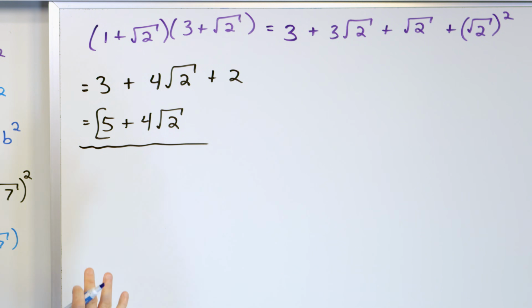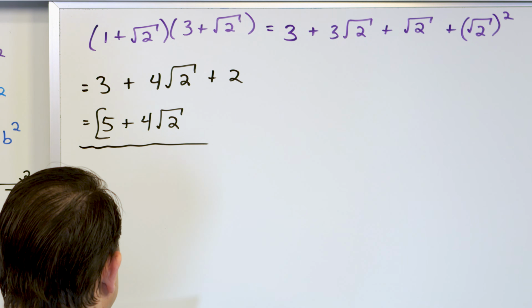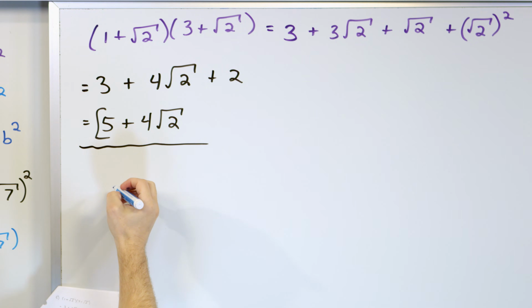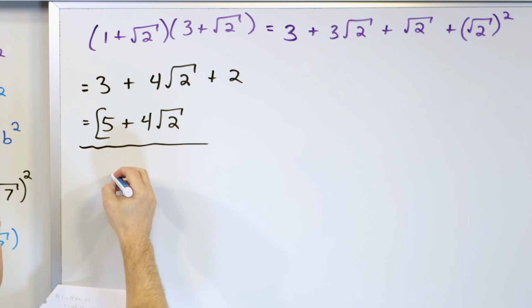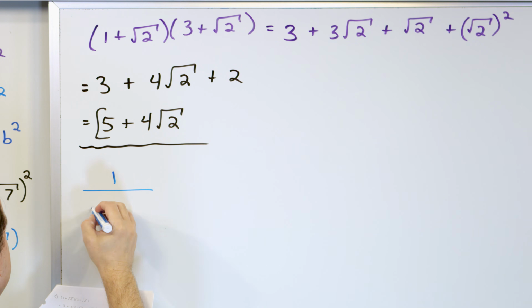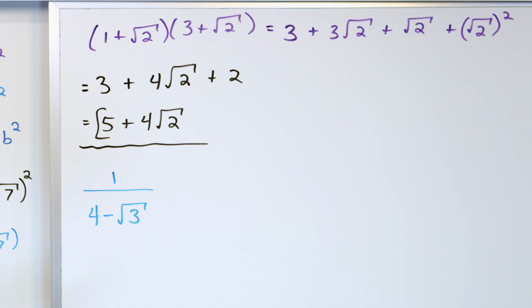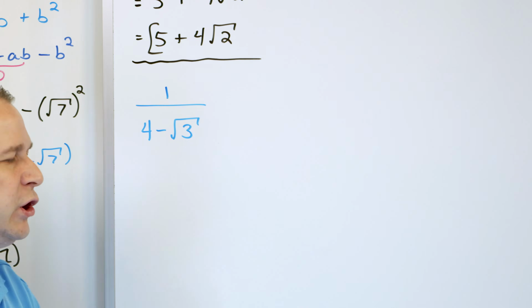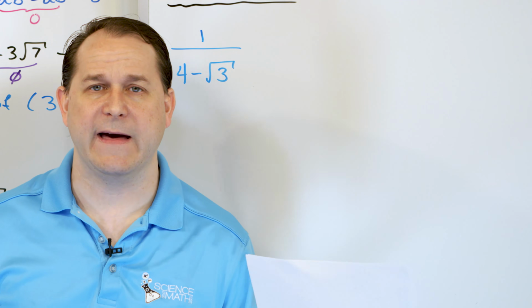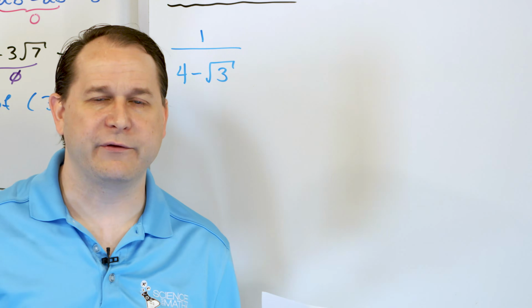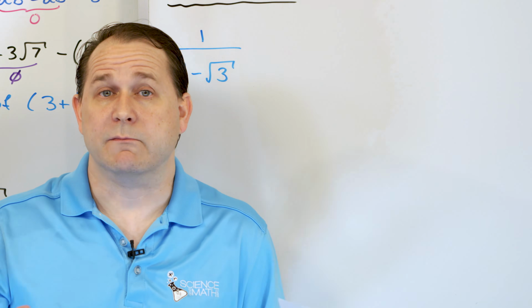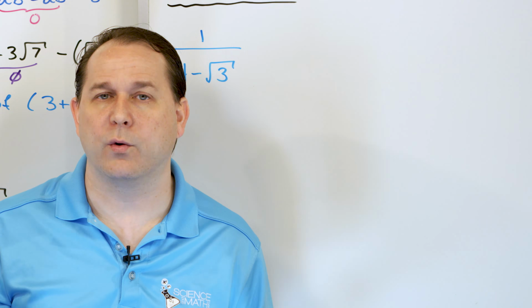All right, so here's our first problem where we have to deal with this conjugate thing again. What if I ask you to simplify the following expression? 1 over 4 minus the square root of 3. I say simplify that. You look at that and you're like, well, I don't know how to simplify that because there's really nothing on the top. There's only a 1 there. There's nothing to multiply. There's nothing to divide. So what do I do?